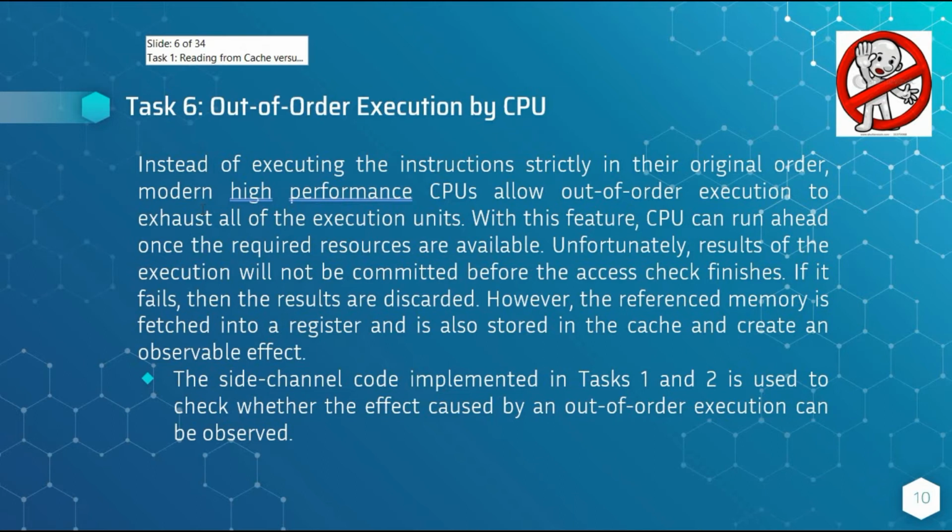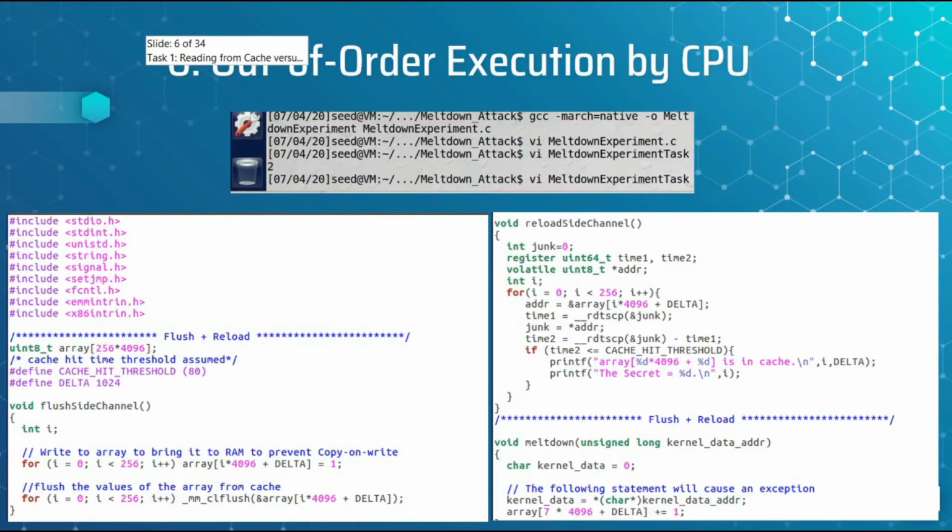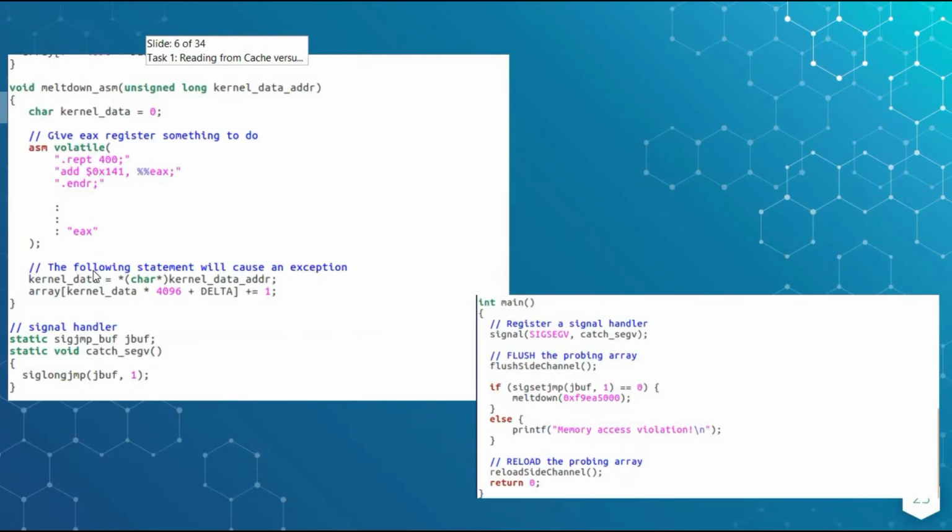However, the referenced memory is fetched into a register and also stored in the cache, creating an observable effect. The side channel code implemented in tasks 1 and 2 is used to check whether the effect caused by out-of-order execution can be observed.